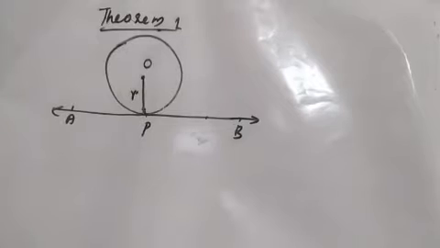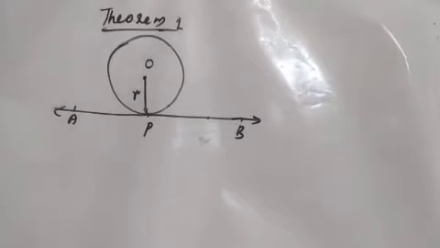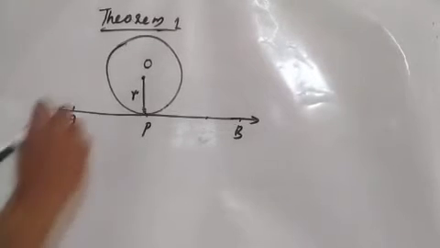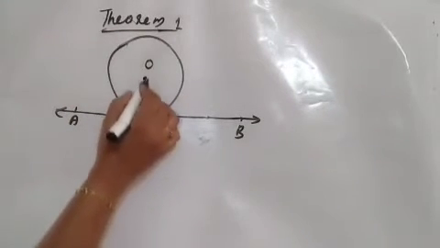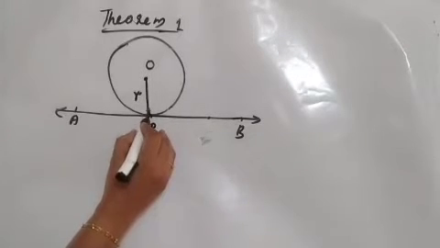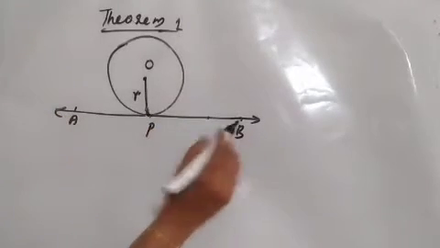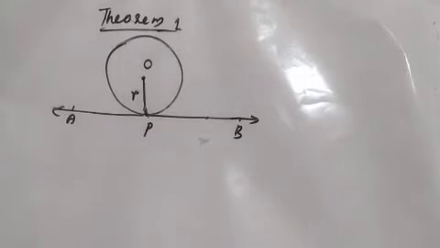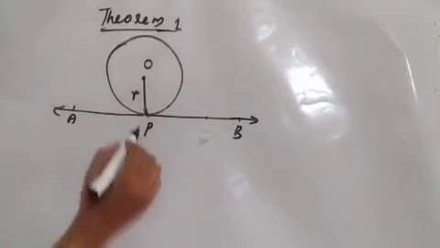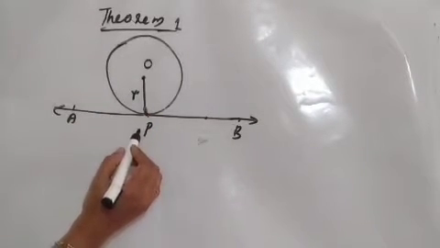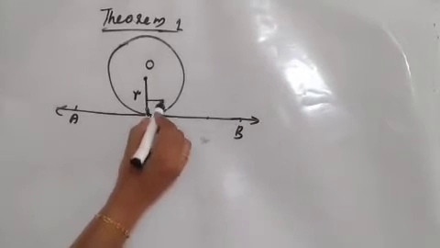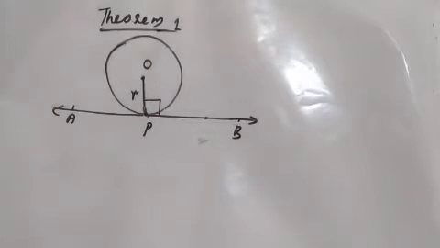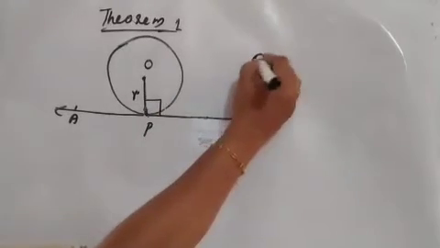Let us learn some important theorems related to tangents and circles. First theorem: you can see a circle, center O, radius OP, and here I marked a point P. At that point I drew a tangent. AB is a tangent to the circle at the point P. Now the theorem is: the tangent at any point of the circle and the radius of the circle at the point of contact are perpendicular to each other. That means OP is perpendicular to AB.